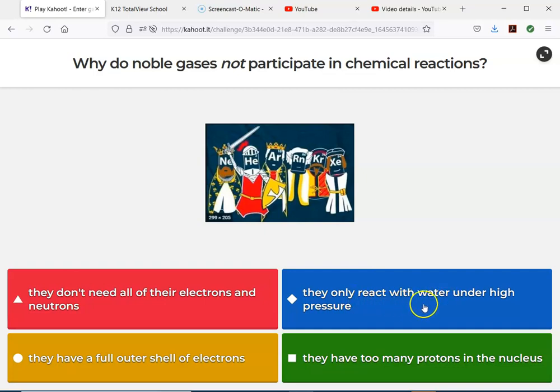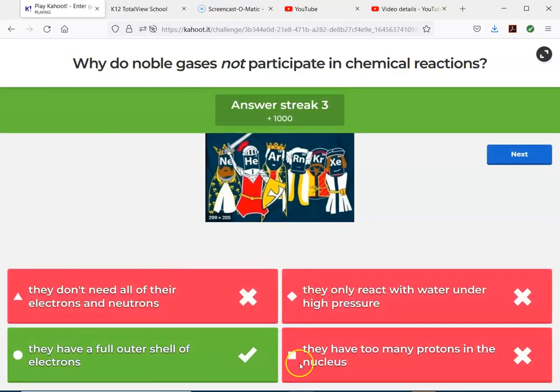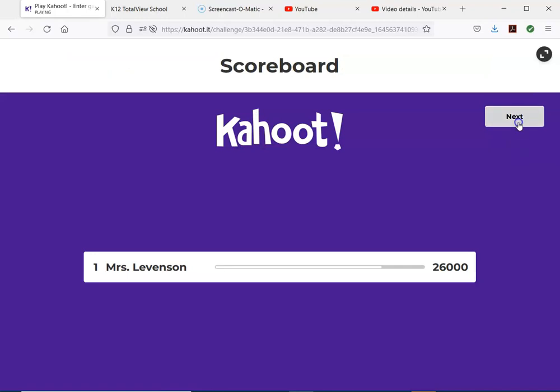They only react with water under high pressure. Well, they just don't react, so that can't be right. They have a full outer shell of electrons. They do, because they already have 8, and so they do not react. All right, has nothing to do with protons in the nucleus.